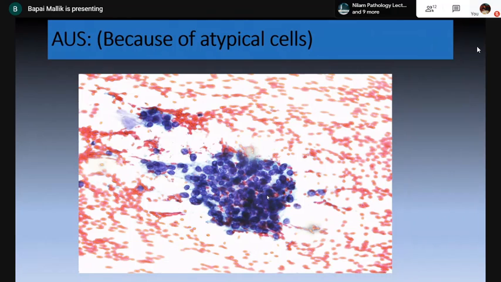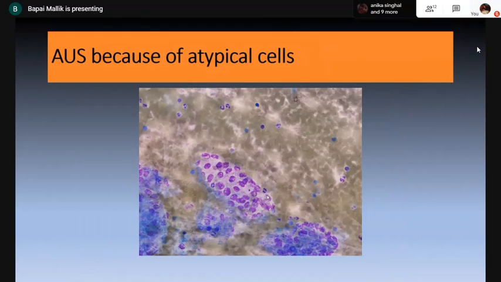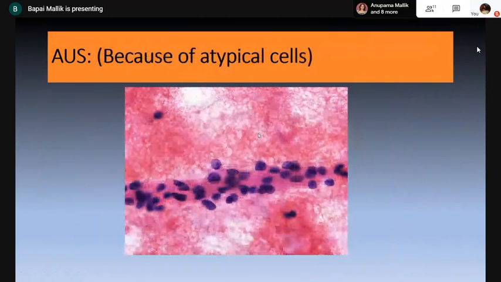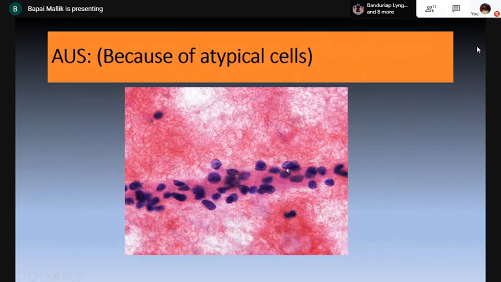This we have not gone into the particular category of architectural atypia. When I talk about architectural atypia, I'm talking about microfollicles. We shall see those things later on. This once again, AUS because of atypical cells, because of overlapping, because of some amount of nuclear membrane irregularity. Okay. Chromatin clearing, I usually try not to comment on the Giemsa stain. Once again, AUS because of atypical cells. This is forming like a linear trabeculae of cells with some degree of nuclear irregularity and some chromatin clearing.